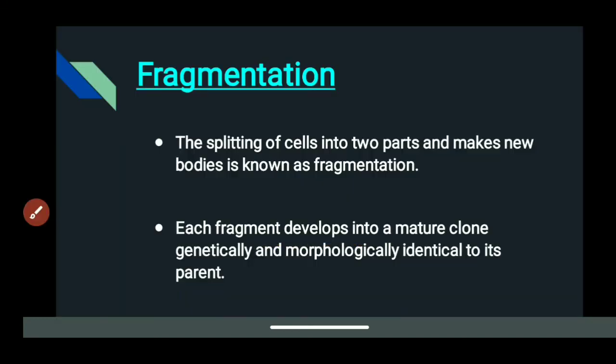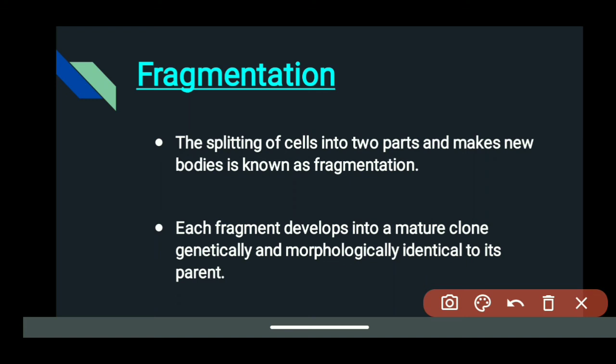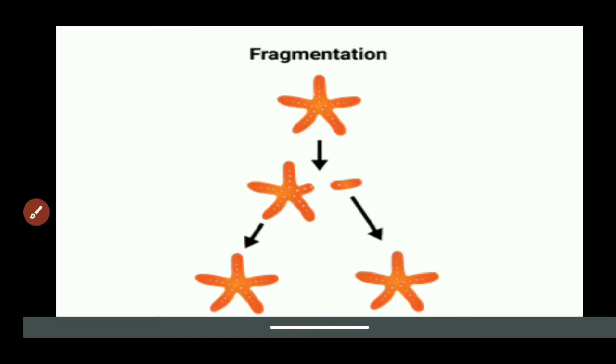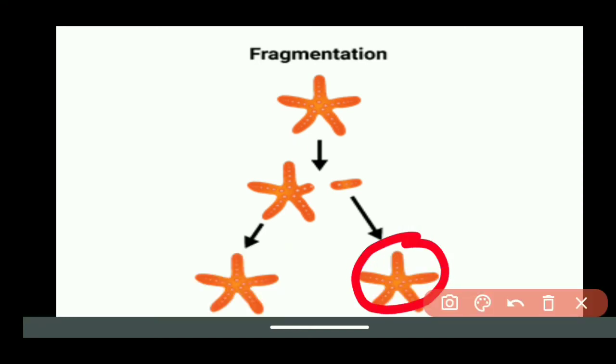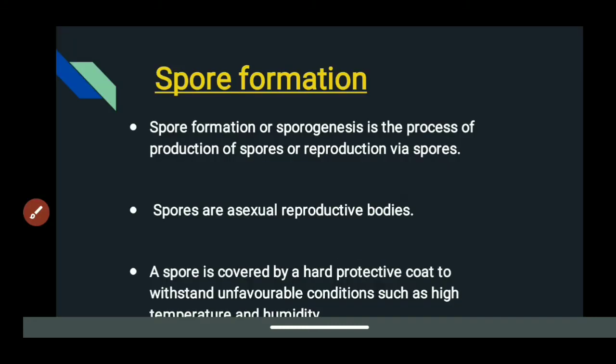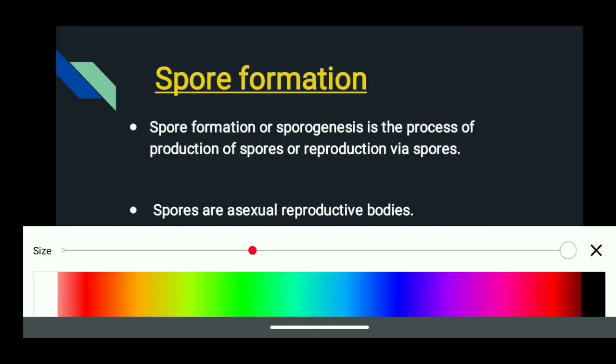Each fragment develops into a mature clone, genetically and morphologically identical to its parent. This point is most important here, which is identical to its parent. You can observe here from the figure, the developed one is the same as the parent one. In fragmentation, the offspring developed is similar to the parent one. Okay. And the next one is spore formation.